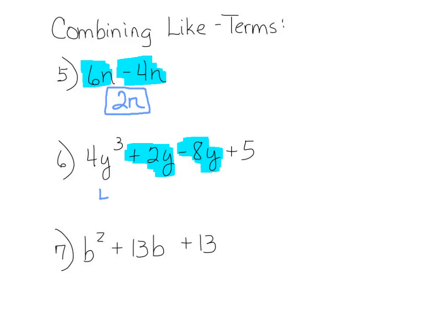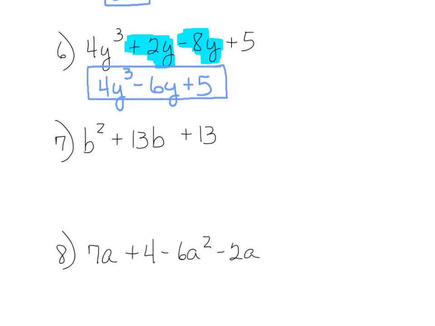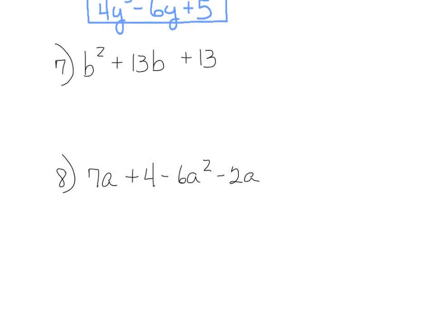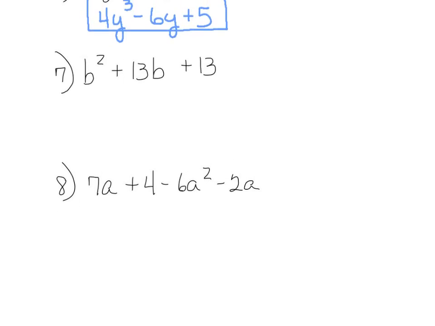So bring down 4y cubed, positive 2y combined with negative 8y would be negative 6y, and bring down the positive 5. Please note that 4y cubed and negative 6y cannot be combined because the y's have different exponents. To be like terms, they must have the same exact exponent. Okay, 7 and 8 you will do on your own. Try those on your own, pause the video, and come back and check your work.